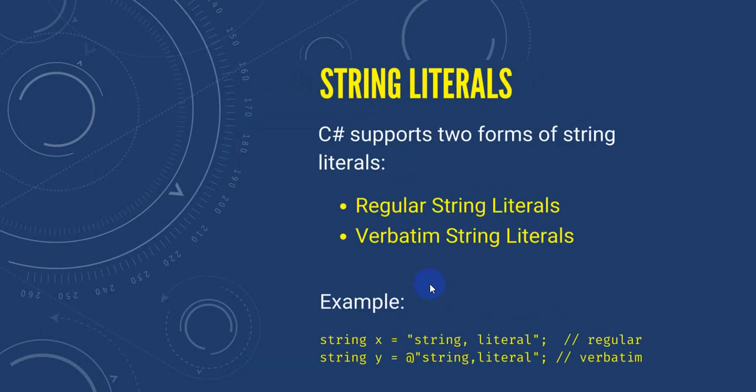Okay, now let's move on to string literals. C Sharp supports two forms of string literals. One is regular string literals, and the other is verbatim string literals. We'll see examples of both. In the example below, string x equal to string literal is a regular string, and a verbatim string is one where we precede the string with the at-the-rate symbol. So it is considered a verbatim string literal.